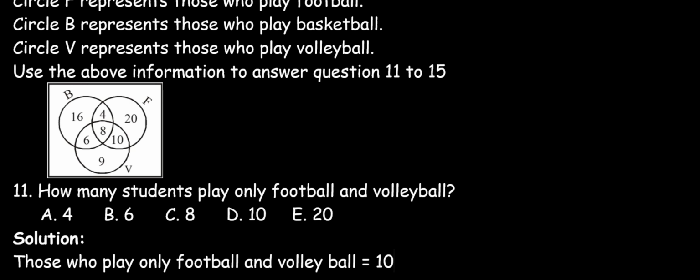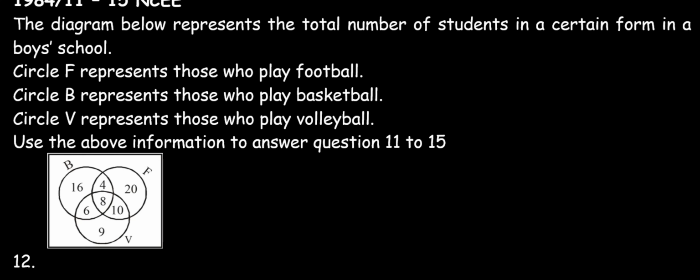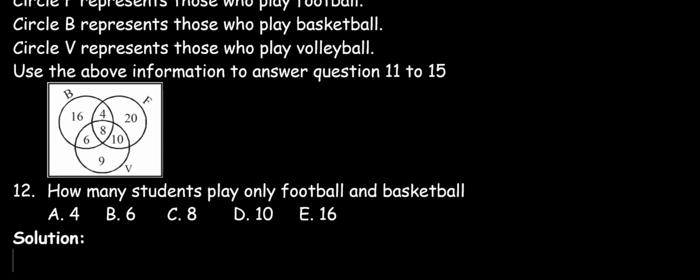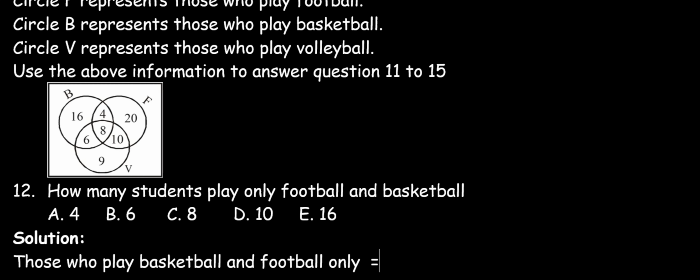The next question, 12. How many students play only football and basketball? The options are given. Solution. Those who play basketball and football only is 4. Take note of how we arrive at our solution. The intersection between basketball and football, if only is not included, it would have been 4 plus 8. But once only is included, it is the 4, the intersection, excluding the other sub-cycle of volleyball.